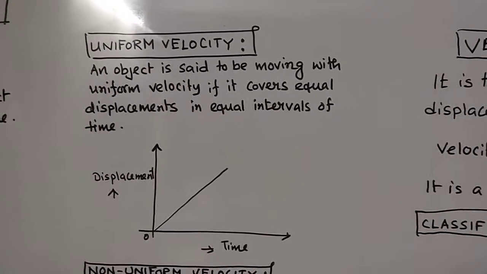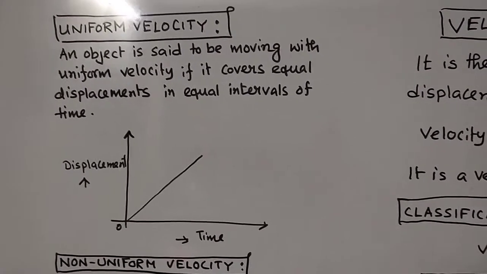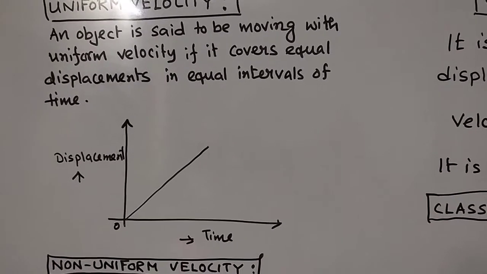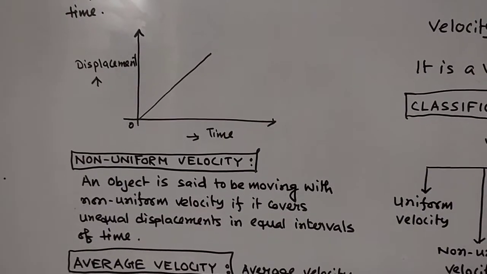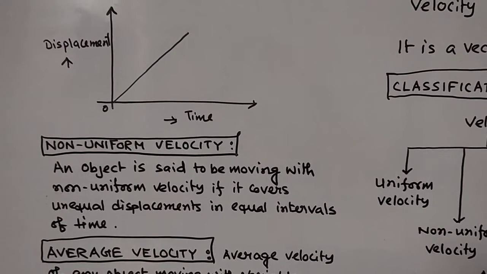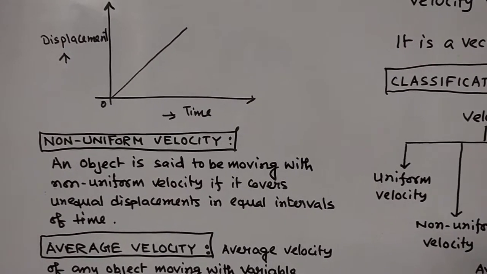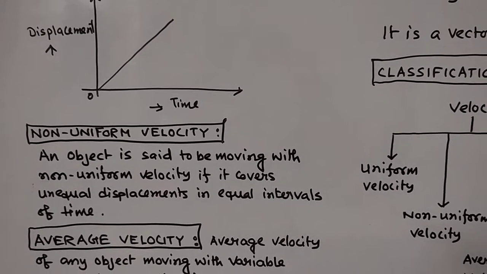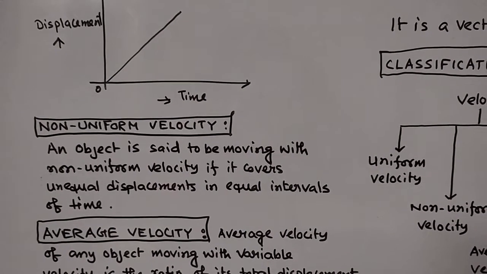The graph for uniform velocity is a straight line passing through the origin, where one axis is displacement and the other axis is time. Regarding non-uniform velocity, an object is said to be moving with non-uniform velocity if it covers unequal displacements in equal intervals of time. You can define non-uniform velocity in two ways: unequal displacement in equal intervals of time, or equal displacement in unequal intervals of time. Both are correct.